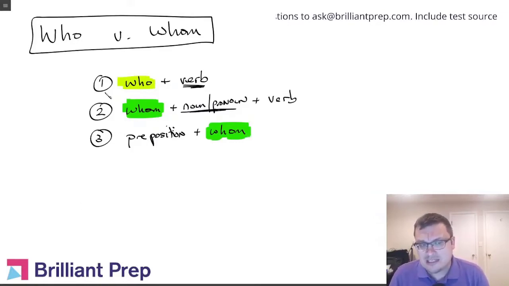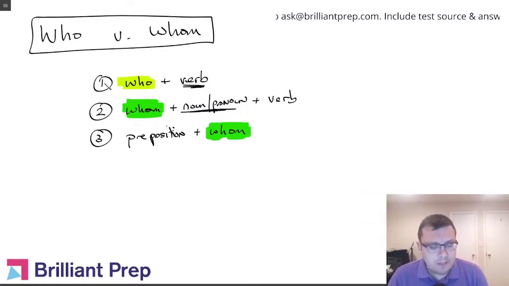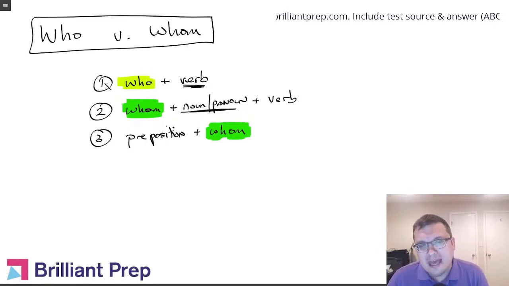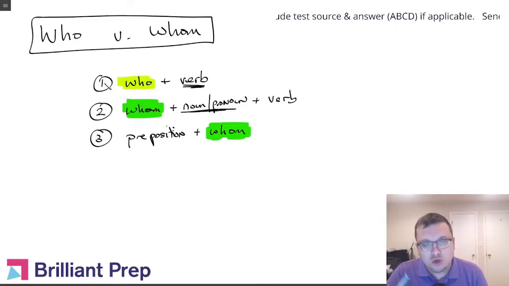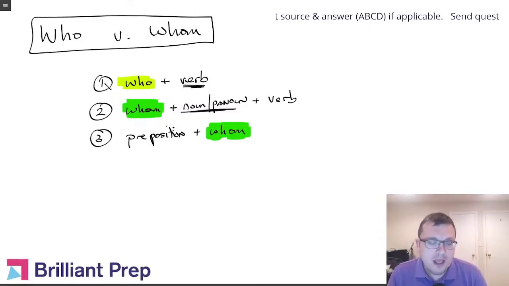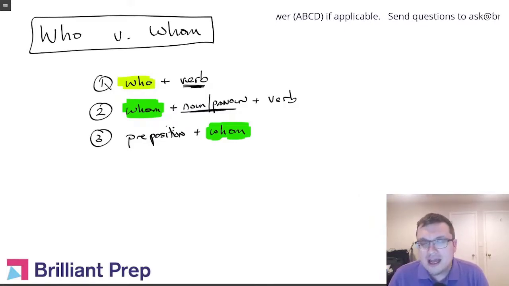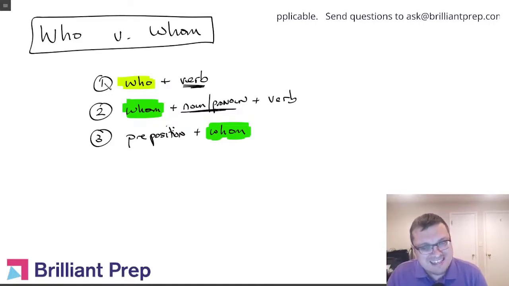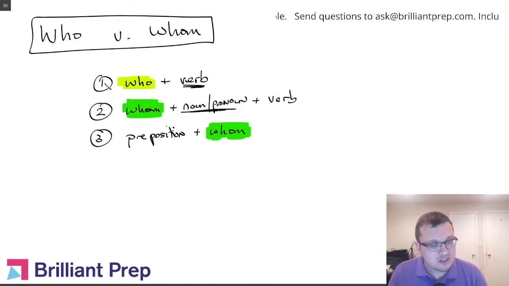So an example sentence for each. Number 1, I found the man who stole my car, right? That would be a case where who stole is a verb, so it's who. Number 2, I found the man whom I think stole my car. Notice there, whom I think, there's an I after the whom, and so therefore it's whom.